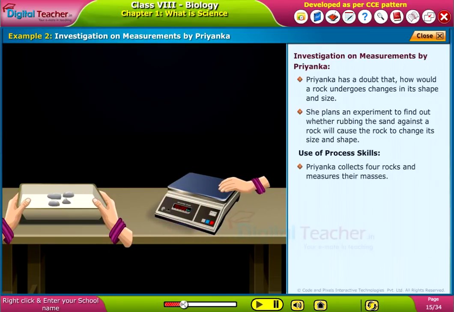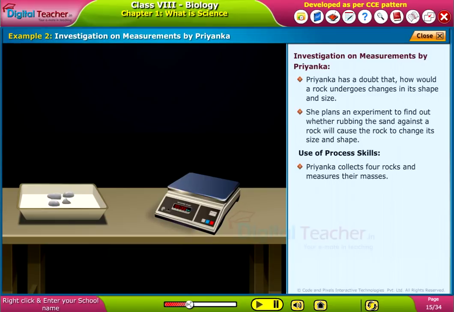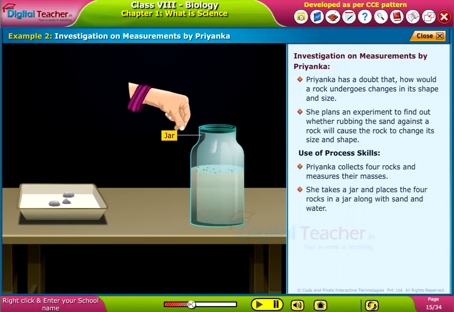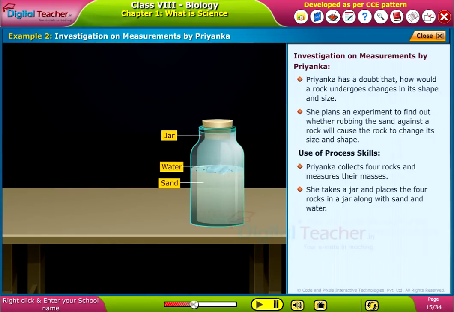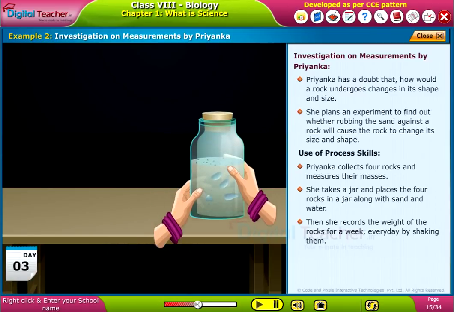Priyanka collects 4 rocks and measures their masses. She takes a jar and places the 4 rocks in the jar along with sand and water. Then she records the weight of the rocks every day for a week by shaking them.